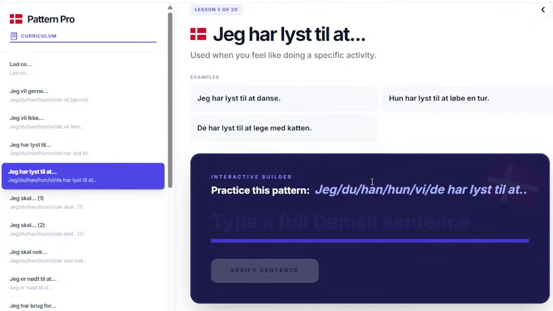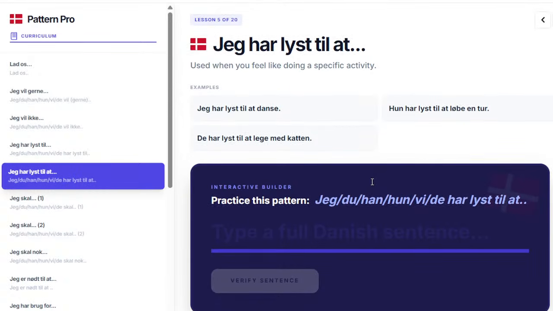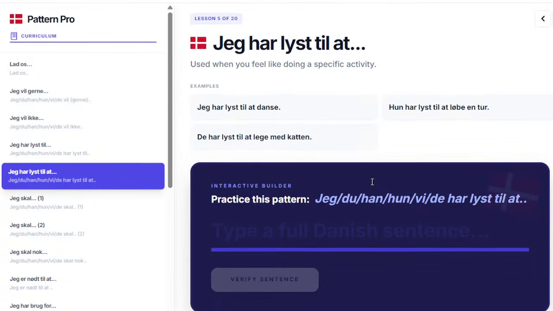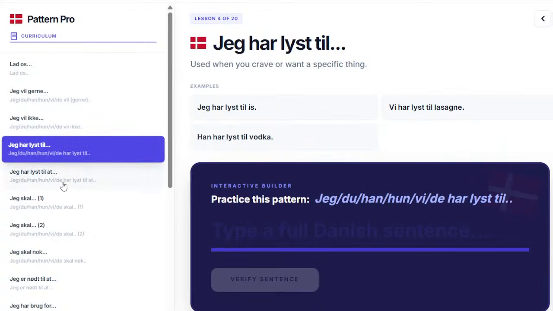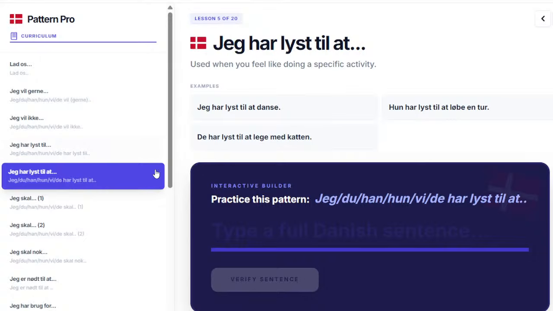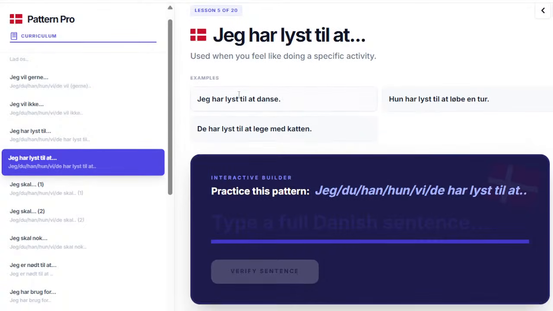Jeg har lyst til at. So this is of course, I feel like doing. Where jeg har lyst til is the thing you want. Jeg har lyst til at is the action you want. Jeg har lyst til at danse. De har lyst til at lege med katten. Hun har lyst til at løbe en tur. So I feel like dancing. They feel like playing with the cat. She feels like going for a run.